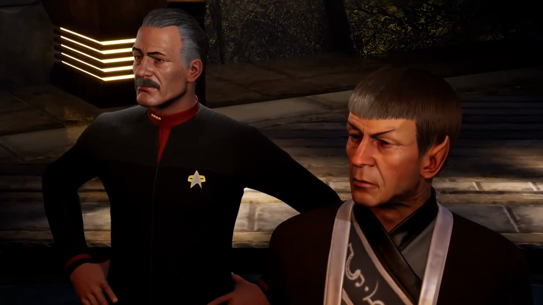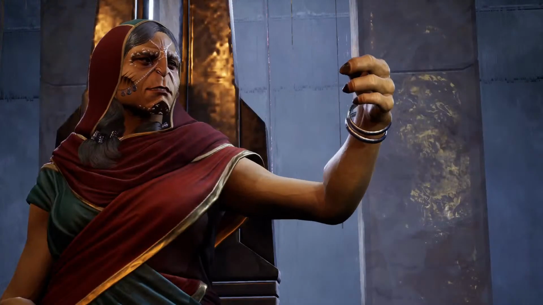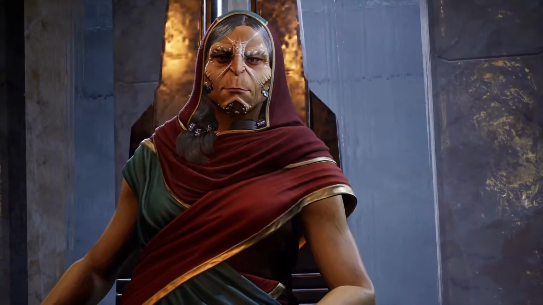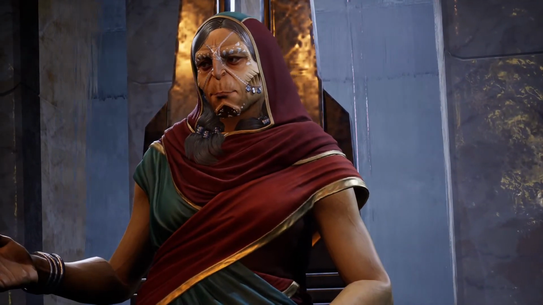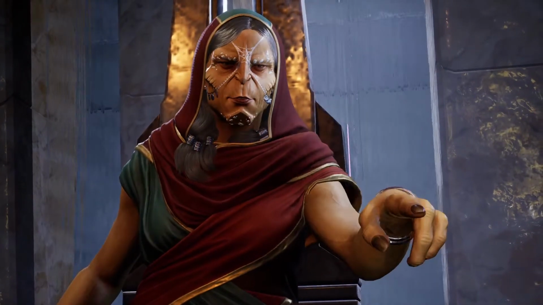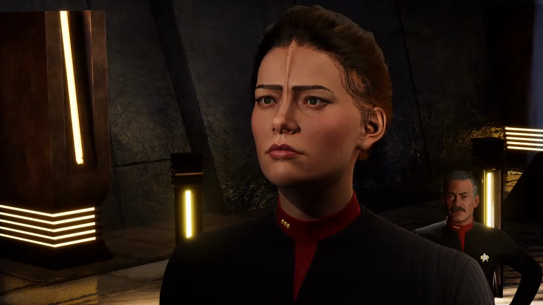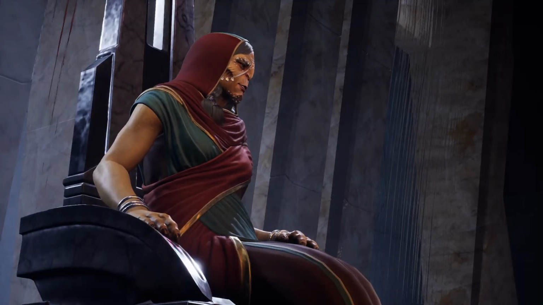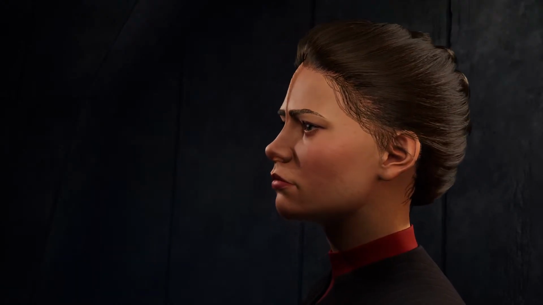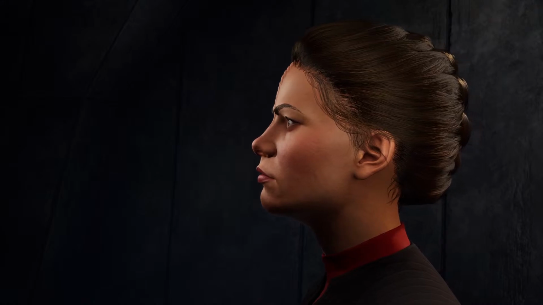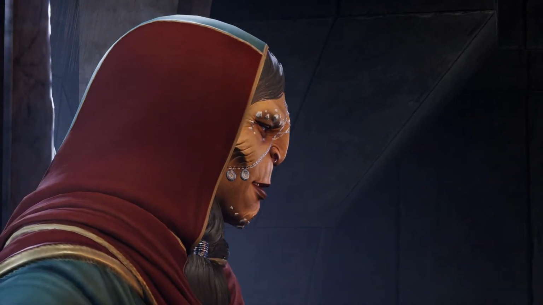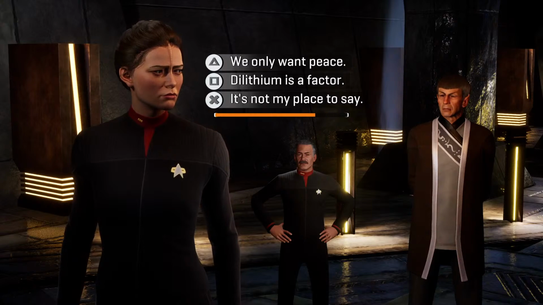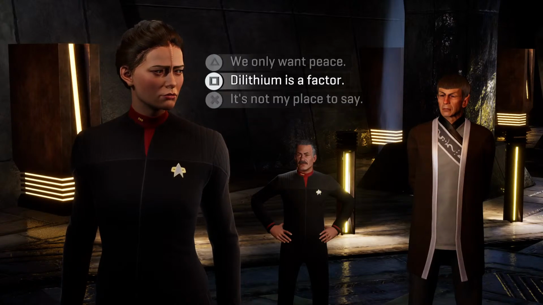The Federation is the most powerful, most advanced alliance in the galaxy. It's widely known we have an abundance of dilithium in our mines. And it's in your interest to secure a steady supply. Your Majesty, if I may. Ambassador Spock would have us believe you're here as a neutral party in the interest of peace. So why are you really here? I want the truth, not your Federation rhetoric.